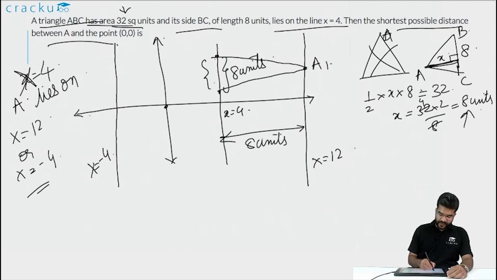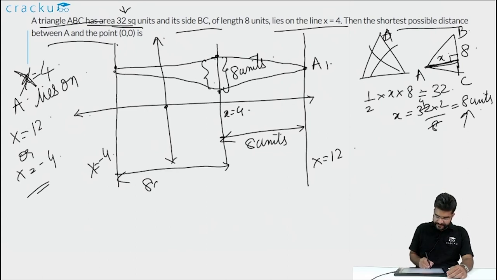Similarly, if you pick any point over here on the line x is equal to minus 4 and you join it, again because the height is fixed as 8 units and the base we already know is also 8 units, it would again imply that the area of this triangle is 32 units. So we need to fix the point A on either x is equal to minus 4 or x is equal to 12. But we have to do it in such a way that the distance between A and the origin, that is point 0, 0, is the least.